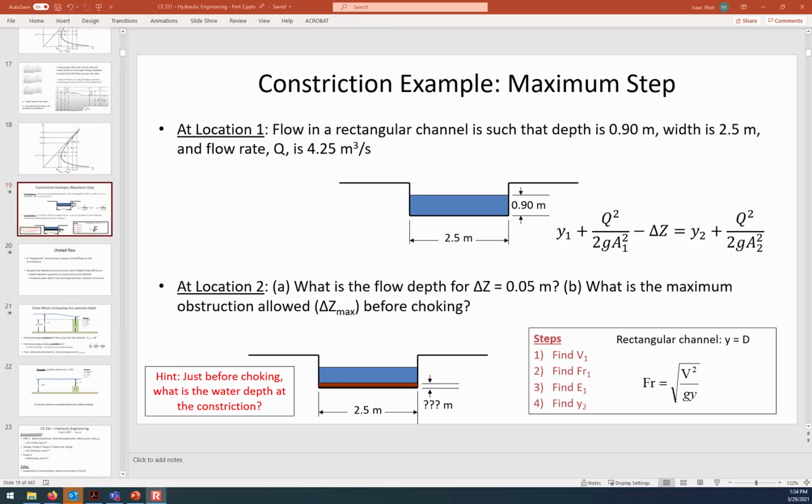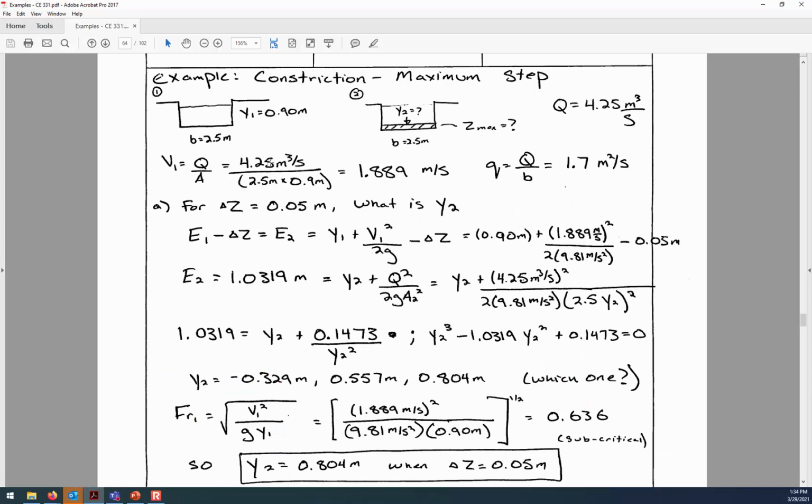Okay, welcome back. Now, let's see if we can find, first of all, what would be the flow depth for a given obstruction, and then part B, how high can that obstruction go and just barely prevent the choking. Okay, so here's a view of both cross sections. The second cross section is the same width, it's just we've got a step in the way.